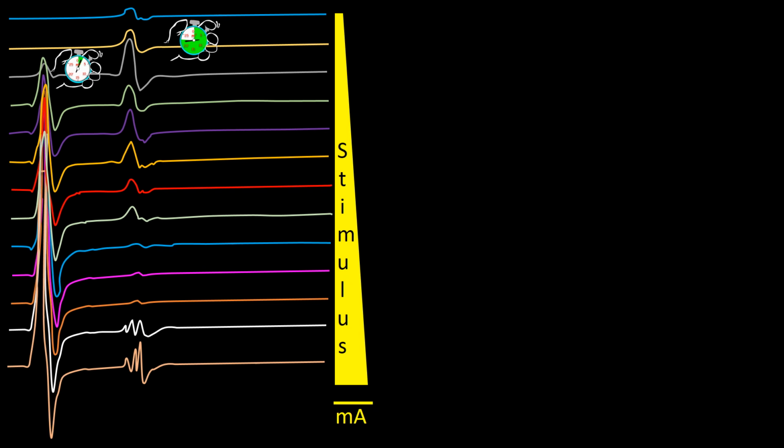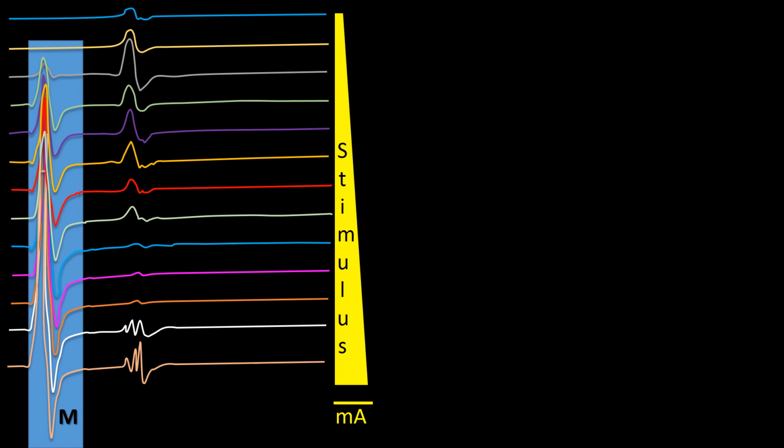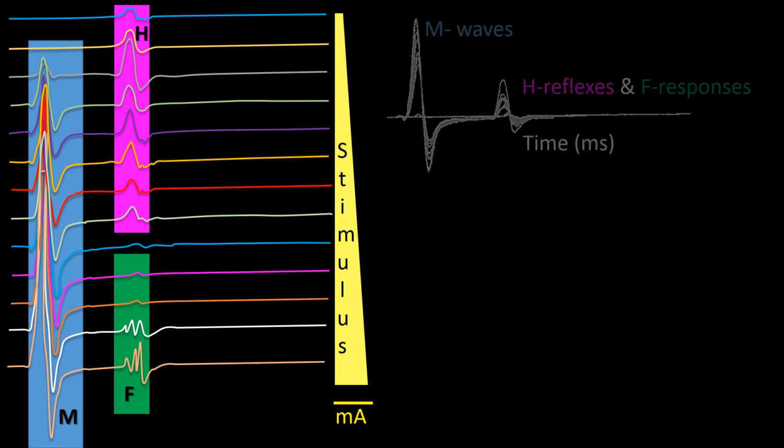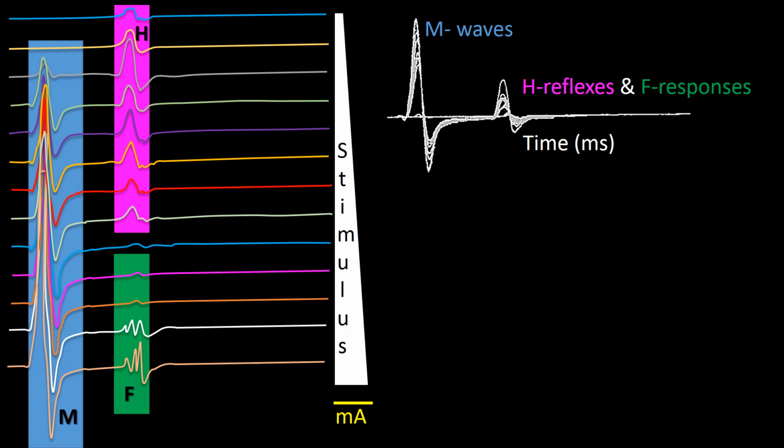You know that the early response is called the M wave. The initial elicited late response is called the H wave or reflex. And the last triggered and late occurring wave is the F wave. I have added the new figure to stress the time relation between these responses.